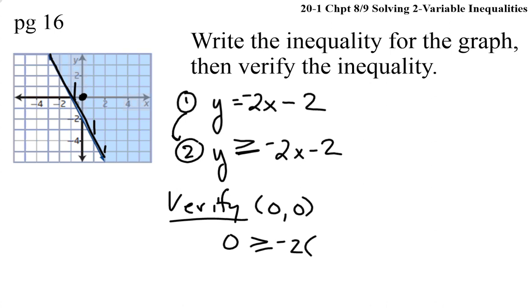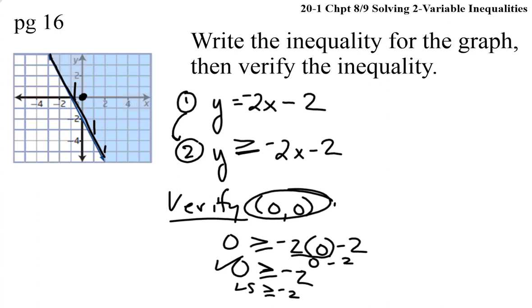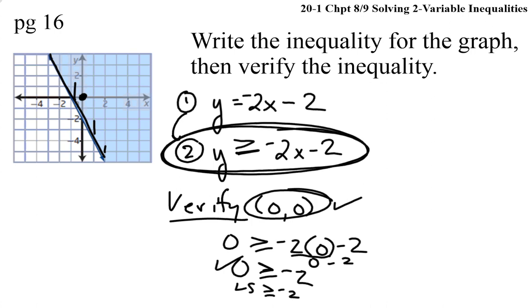times x, which is 0 in this case, minus 2. 0 is greater than or equal to 0 minus 2, which is -2. 0 is greater than -2. That's true. My left side is greater than or equal to my right side. So (0, 0) makes sense. So I trust that linear inequality.